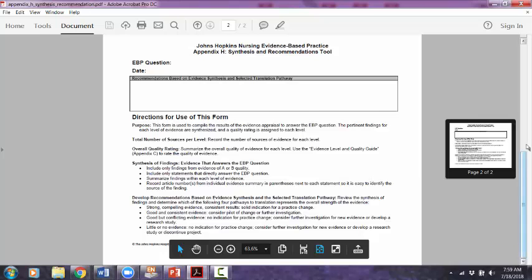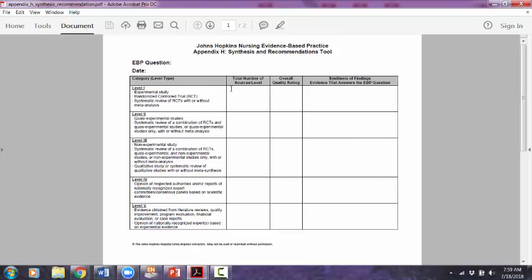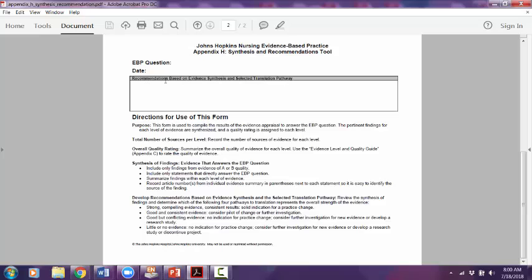Appendix H asks you to put in the total number of sources or level of evidence, the overall rating, and the synthesis of the findings. And then it will ask you on the second page what recommendations you would make based on the evidence synthesis. There are also directions for how to use this form.